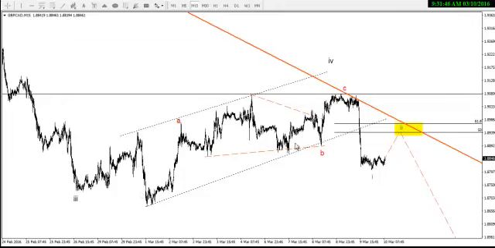Okay, and we saw this triangle as the second leg, A B C D E, and we saw this one here like A B C, like a zigzag. So this is a complex corrective pattern. Okay, a complex corrective pattern is a combination of 2 or 3 of the major corrective patterns that we have in Elliott wave. This is flat, this is triangle, and this is a zigzag pattern. And we saw price reacting or breaking below it.